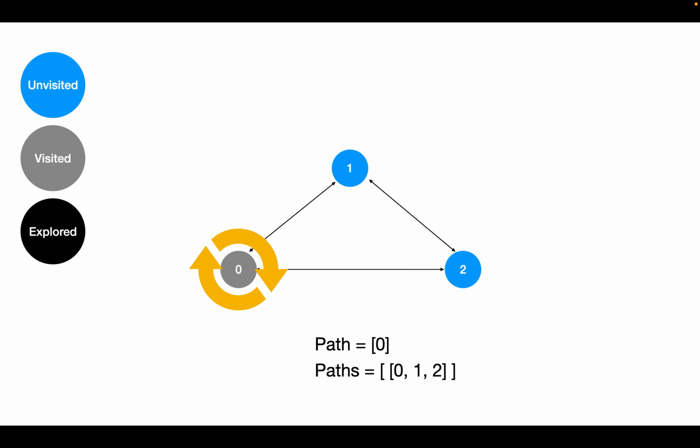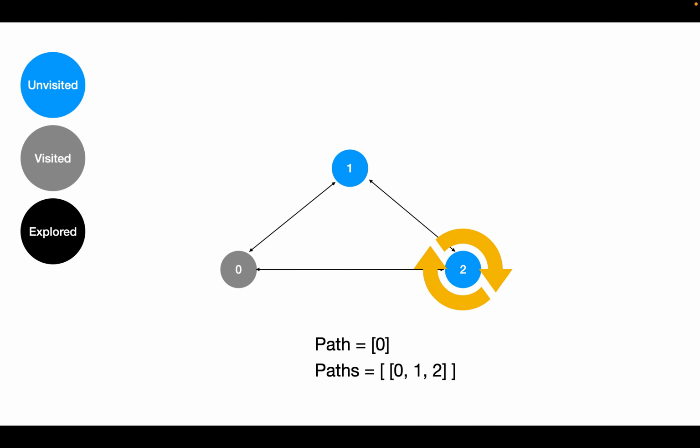Now here's where something drastically different happens. So we've bounced back up the call stack to our starting node. We started exploring at node 0. Now node 2 is unvisited. It's a child of node 0, so it's a valid path that we can go now. And so we're going to recurse and explore from node 2.